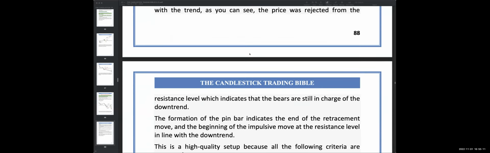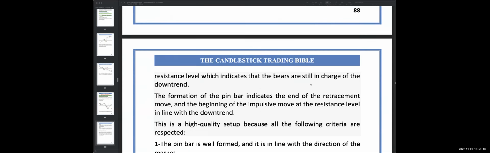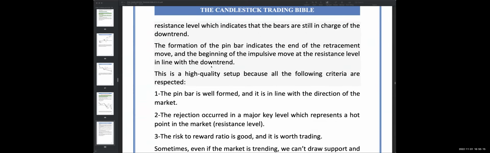The figure below shows how this price action signal works if it is traded with a trend. As you can see, the price was rejected from the resistance level, which indicates that the bears are still in charge of the downtrend. The formation of the pin bar indicates the end of the retracement move and the beginning of the impulsive move at the resistance level in line with the downtrend.